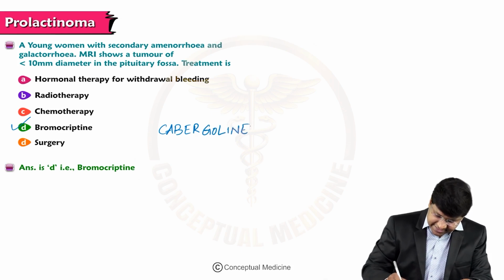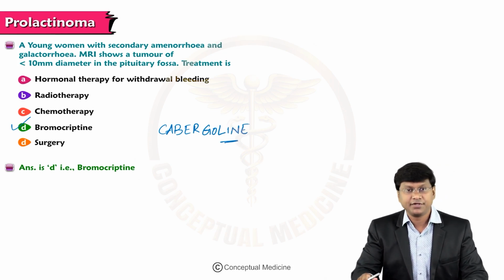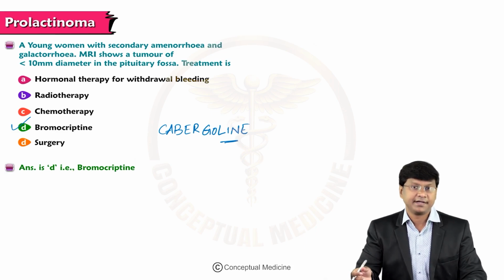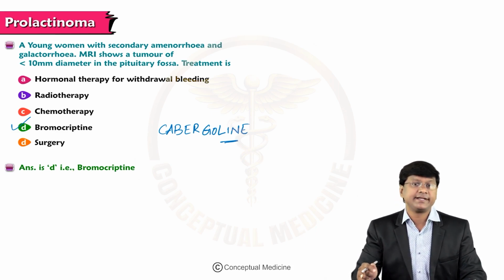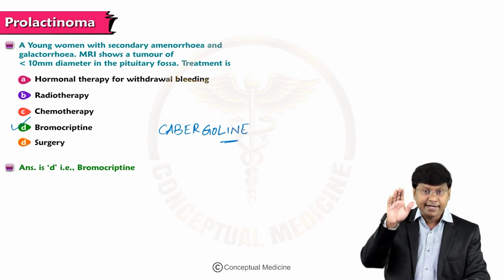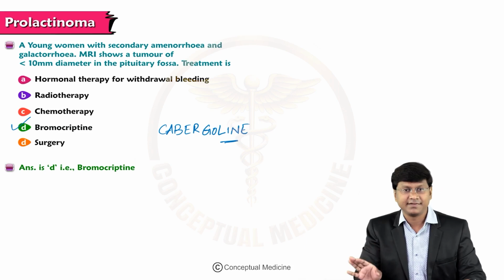So cabergoline, please remember, this is also a dopamine agonist which is given in the treatment of your prolactinoma. If you summarize the treatment, treat initially with bromocriptine or cabergoline, which is a dopamine agonist, which will reduce the level of prolactin in hyperprolactinemia. And almost 90% of the patients treated with bromocriptine or cabergoline have a drop in the prolactin levels to less than 10% of the pre-treatment levels.